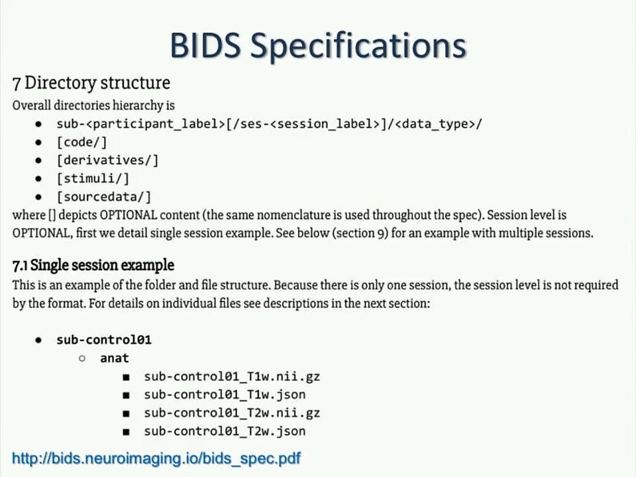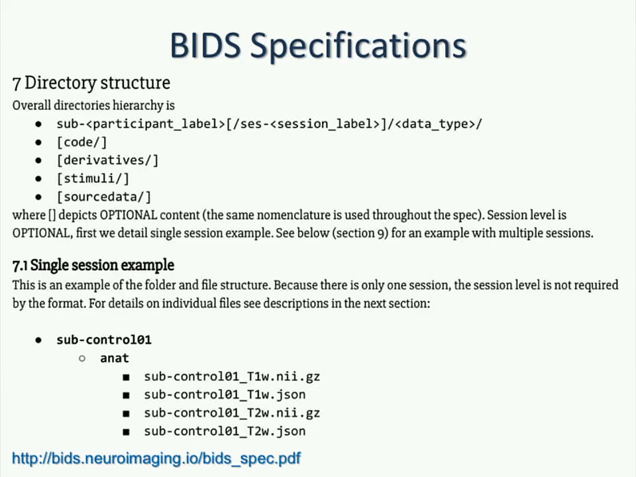And if you look at the single session example, you have sub-control01. So control01 is your subject identifier for that. And so this sub-control01 also becomes the naming convention for the anatomical files and associated files underneath that. So again, it's very straightforward. It's a standardized way to represent the data.